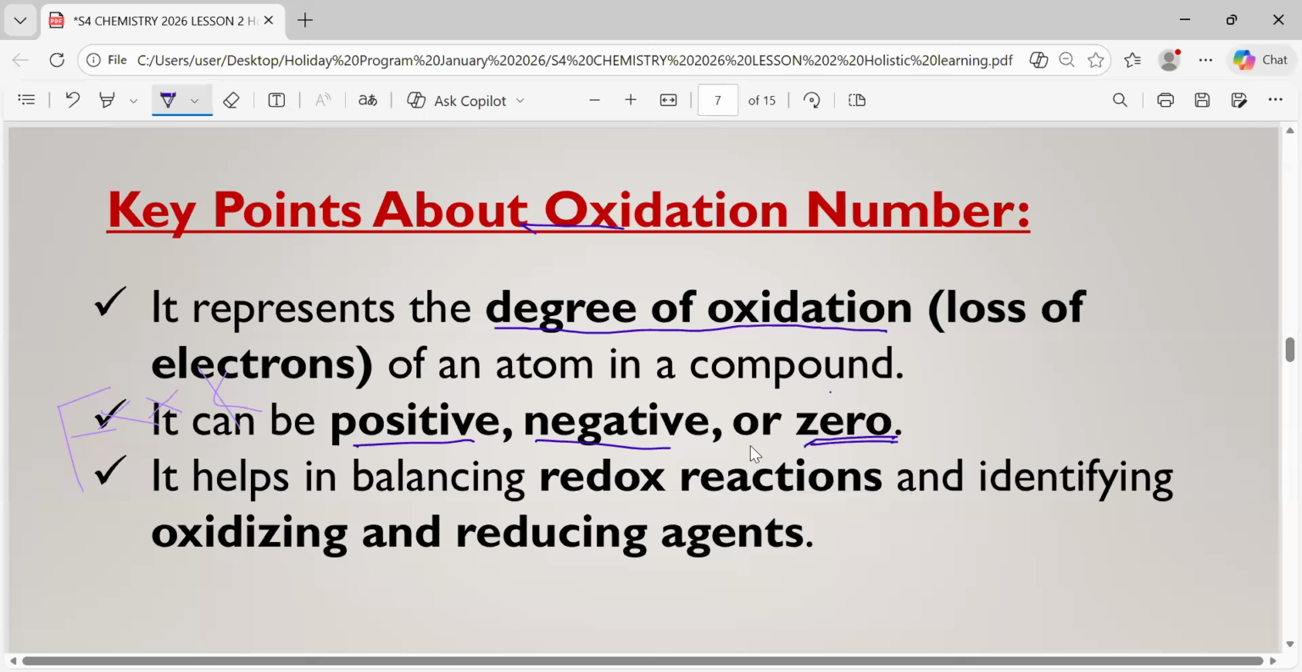When does it become zero? When does it become negative? When does it become positive? Okay, continue.